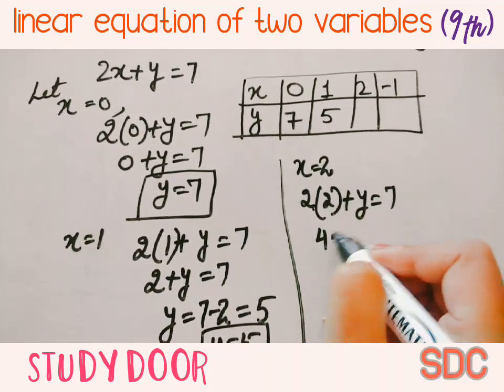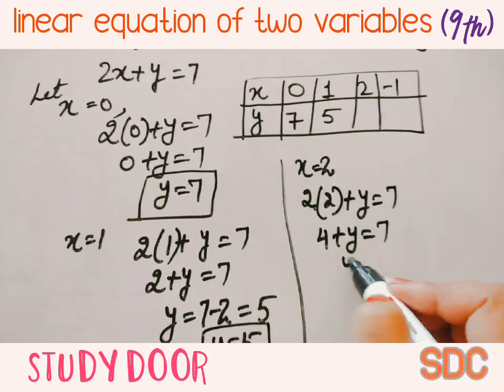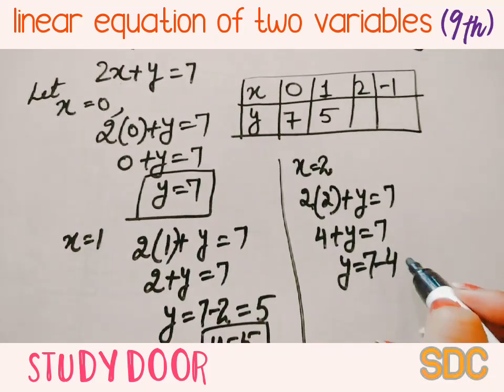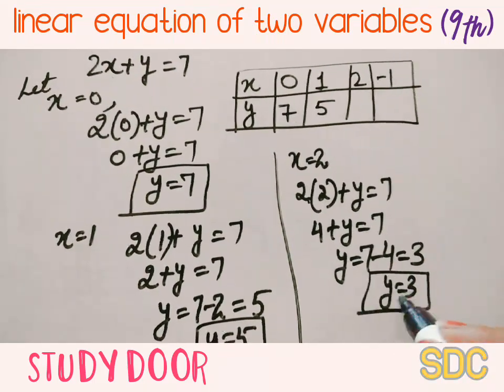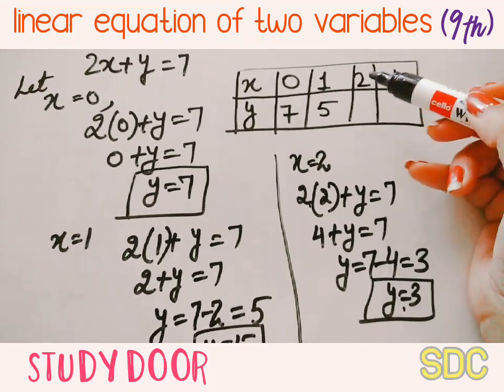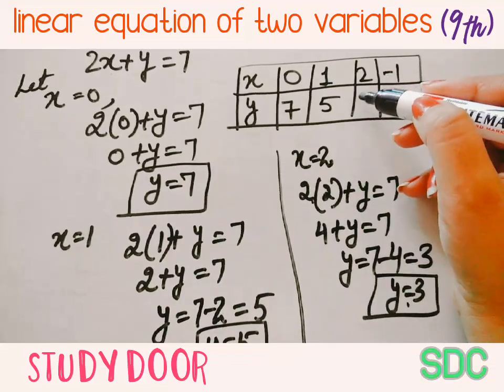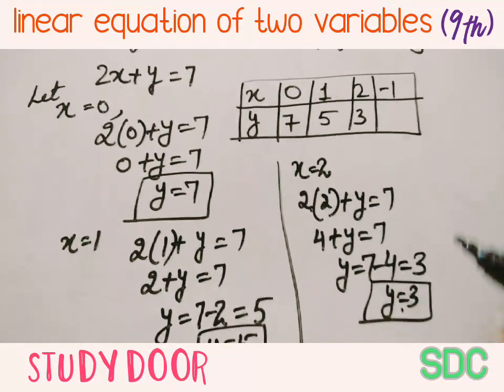2 into 2 is 4, plus y is equal to 7. What is the value of y? 7 minus 4 is equal to 3. So the value of y is equal to 3. When we put x is equal to 2, then we find y is equal to 3.